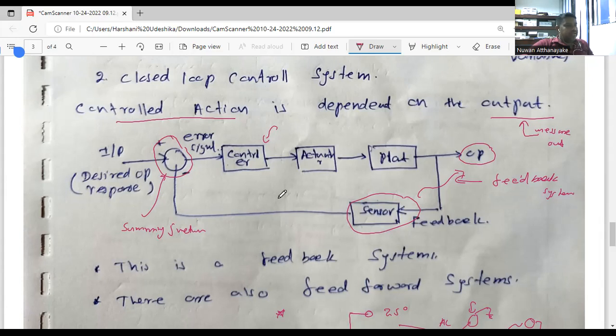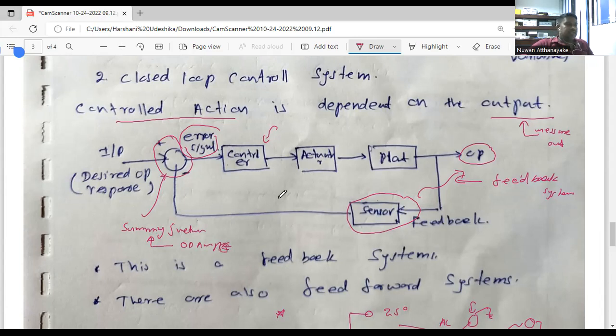So it will just add the sensor output and the input signal, and it will give the error signal. The error signal is the algebraic sum of the output signal and the input signal. That summation is done by the summing junction. If you are using an electronic circuit, you can use an operational amplifier, op amp, as a summing junction.